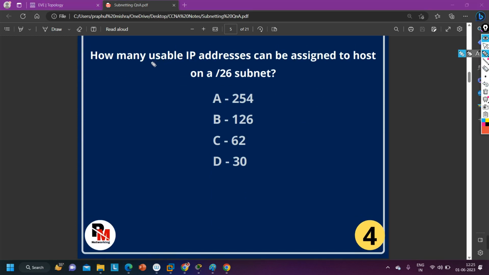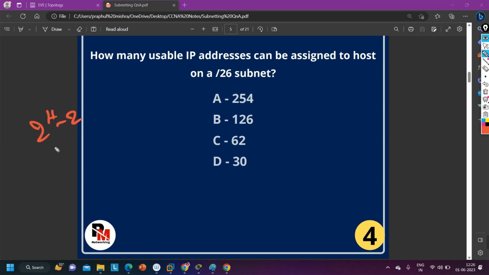How many usable IPs? Usable IP address means valid host. We can say usable IP address or we can say valid host. So how many usable IP addresses can be assigned to the host on a /26 subnet? 32 minus 26 is going to be 6 host bits. 2 to the power 6 minus 2 is 62.